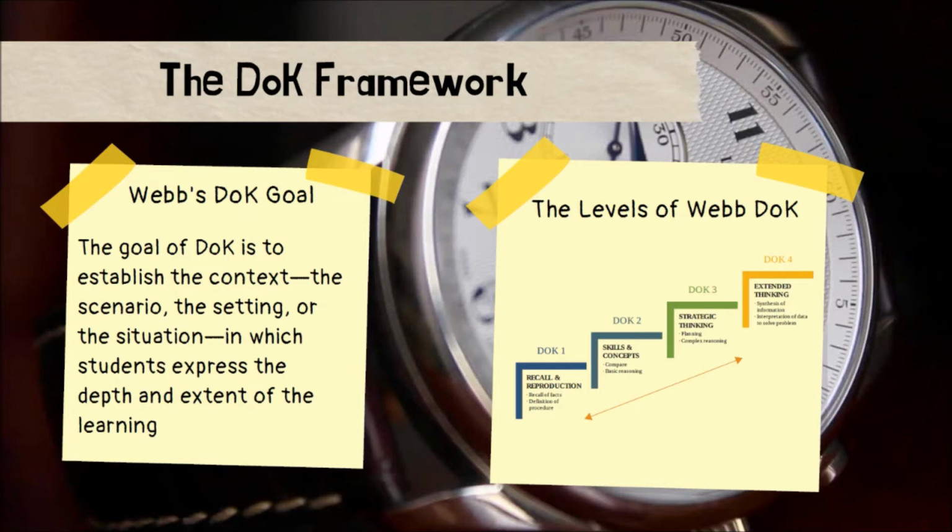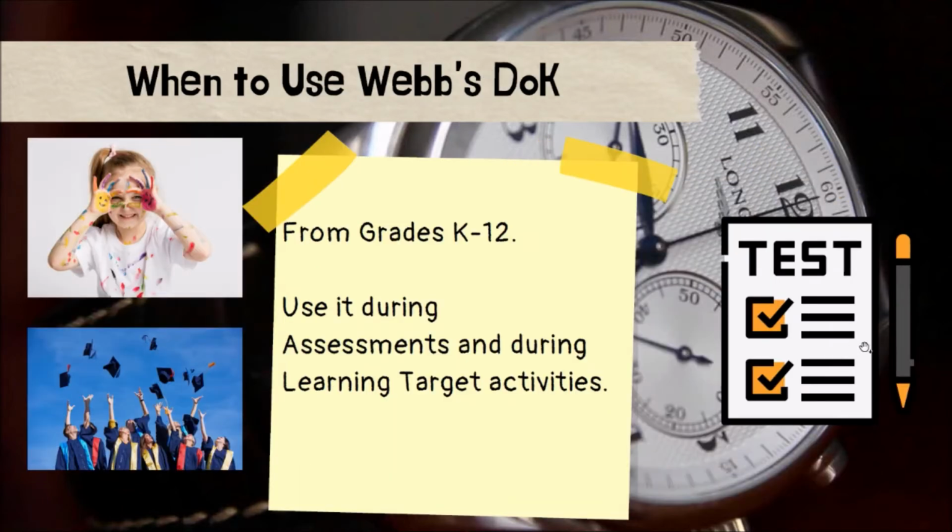DoK 2, skills and concepts, where you compare and give some basic reasoning. DoK 3, strategic thinking. This is where you plan complex reasoning and you support your reasoning with justification and evidence. And then lastly, DoK 4 is that extended thinking. This is where you synthesize and put together all of the information and you interpret data to solve a problem.